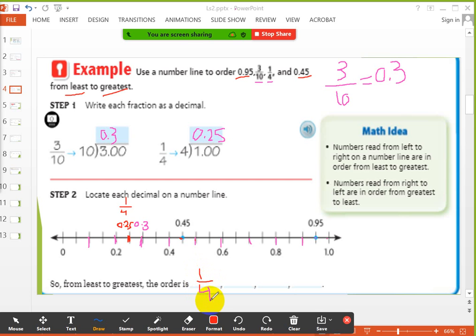So I will write it here, 1 over 4. We are finishing our session, just 1 minute, girls. Now, after that, 0.3 is greater than this number. That means I will write 3 over 10, the number that represents 0.3. After that, 0.45. And the last one is 0.95. Okay, girls? So this is the order.